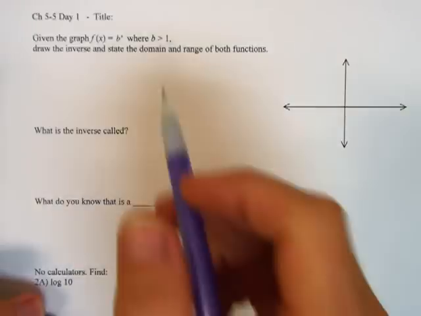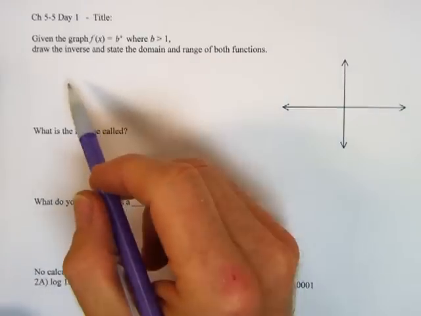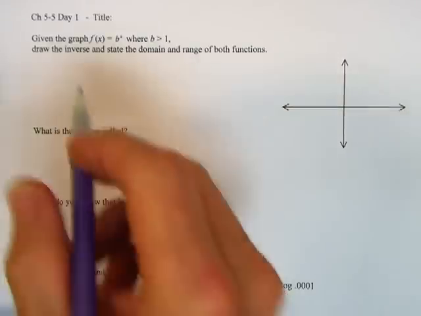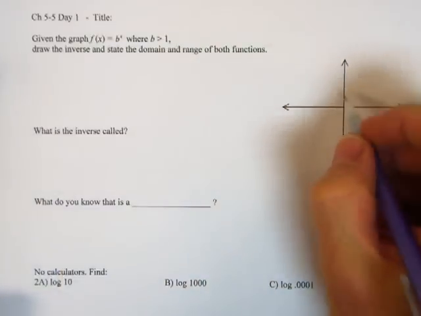Given the graph f of x equals b to the x, where b is greater than 1, draw the inverse and state the domain and range of both. What I should say is, draw it and the inverse.